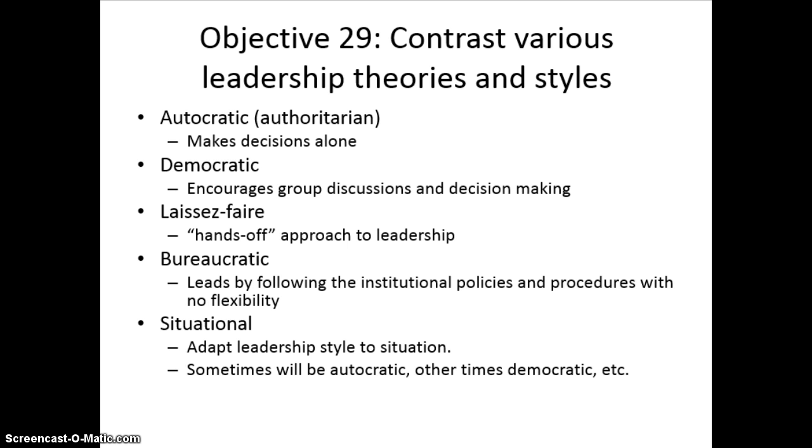Objective 29 says contrast various leadership theories and styles. We have authoritative or autocratic leaders, who make decisions on their own without including any input from anybody else. Democratic leaders encourage group discussions and group decision making. Laissez-faire leaders have a hands-off approach to leadership and basically let decisions be made by everybody else. A bureaucratic leader leads by following the institutional policies and procedures with no flexibility in them. And situational leaders adapt their leadership style to situations. Sometimes they'll be autocratic, sometimes they'll be democratic, sometimes they'll be laissez-faire, depending on the situation that they are posed with.